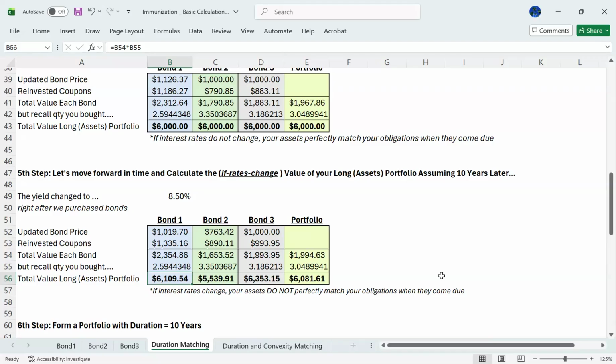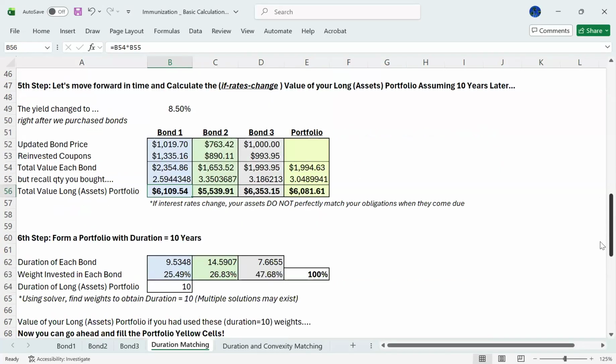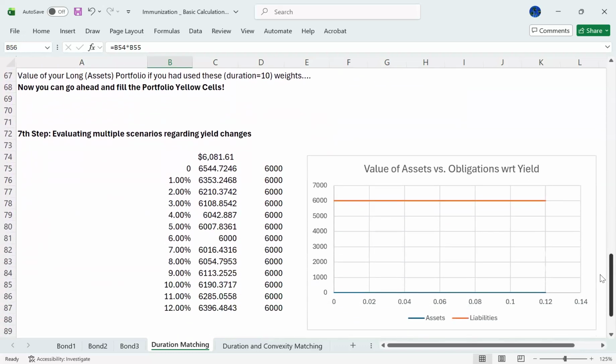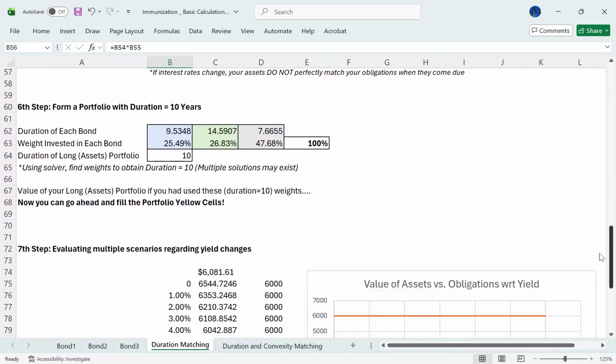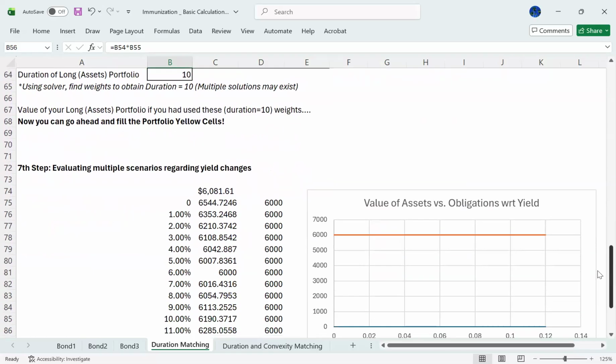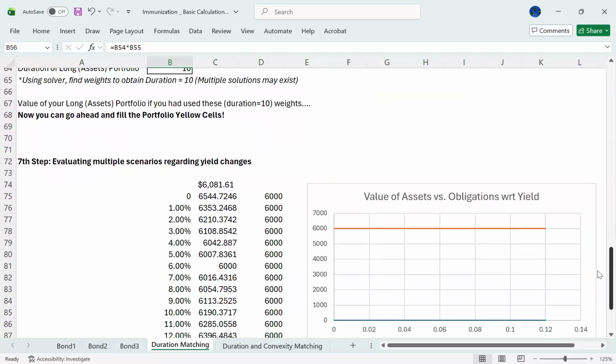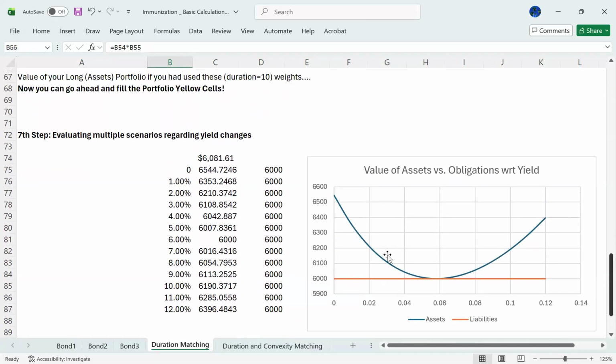Now, the interesting thing is if I maintain the duration of 10 years, then I am able to reach a value of assets that is essentially going to allow me to meet the value of my obligations. Okay, so now let's look at this graph, which is now updated. I was waiting for this to happen. Now I see that it's updated. And this is a very interesting exercise.